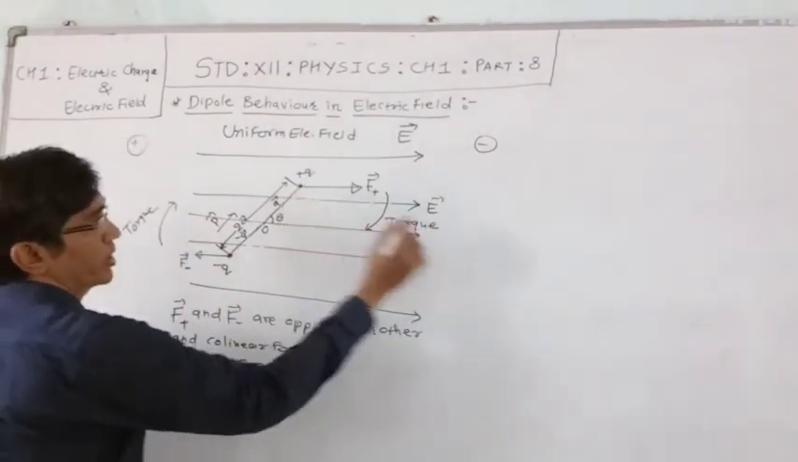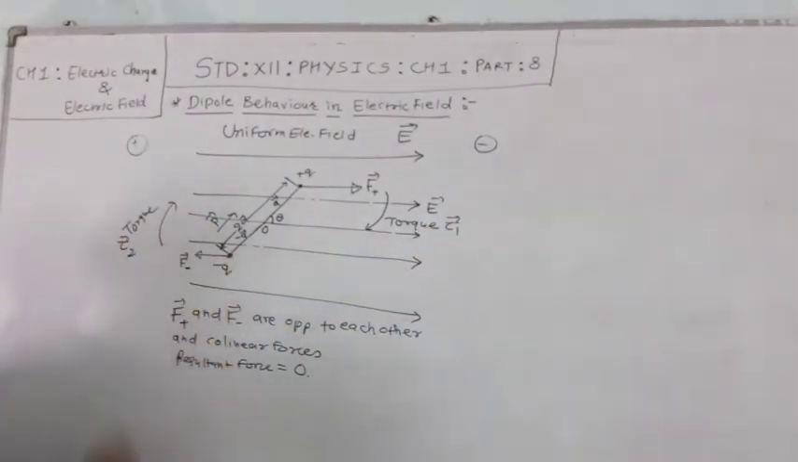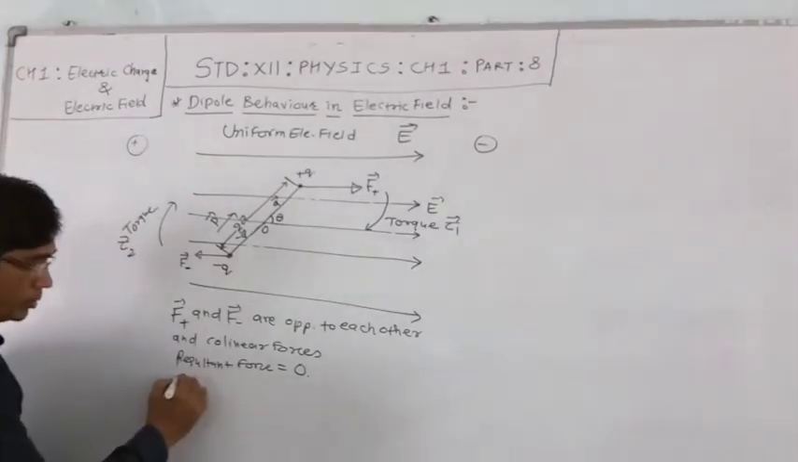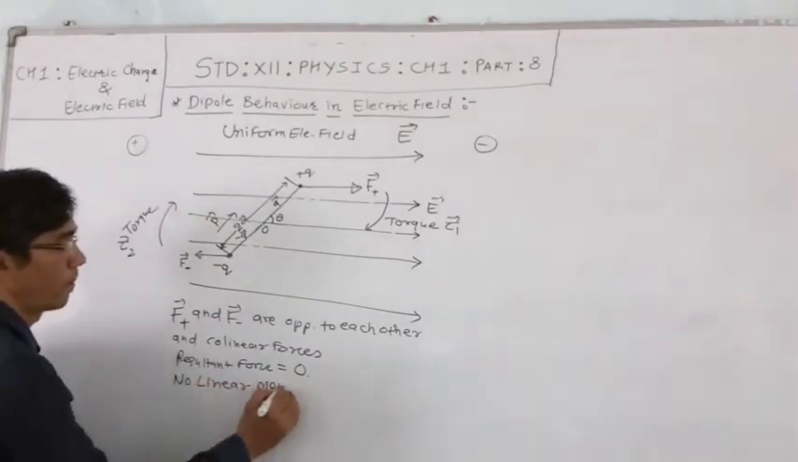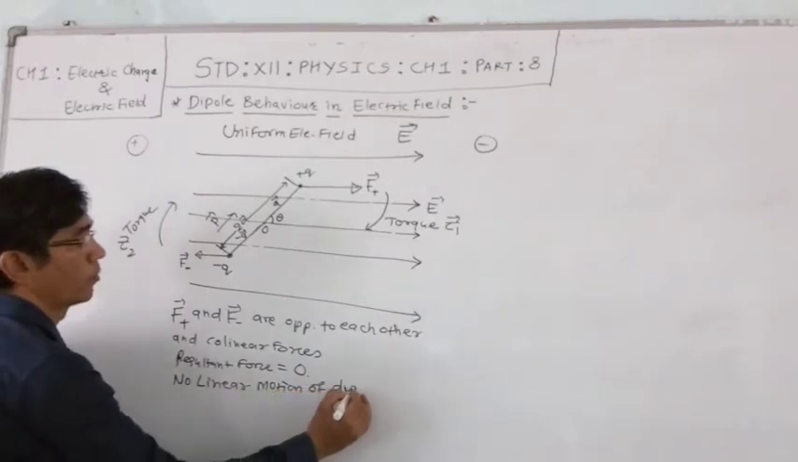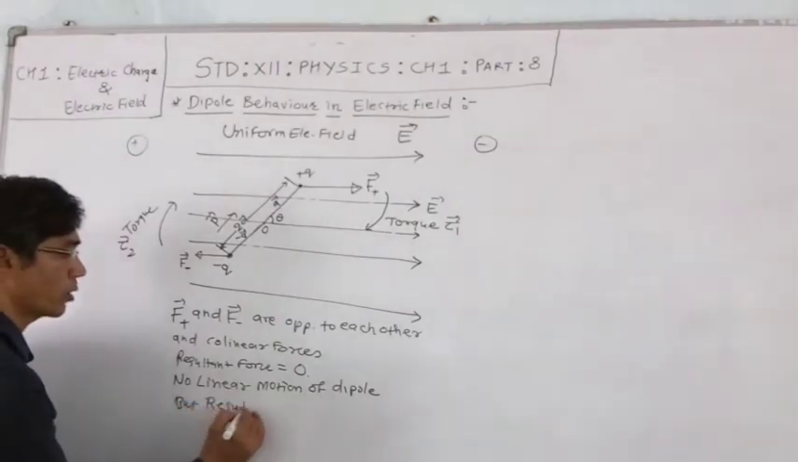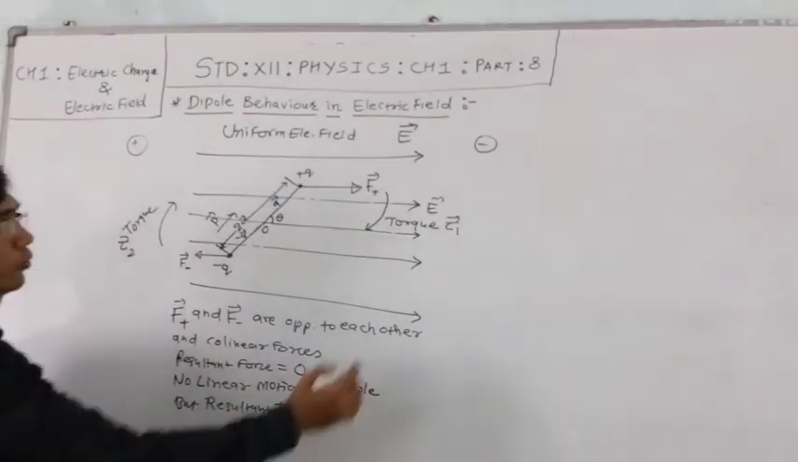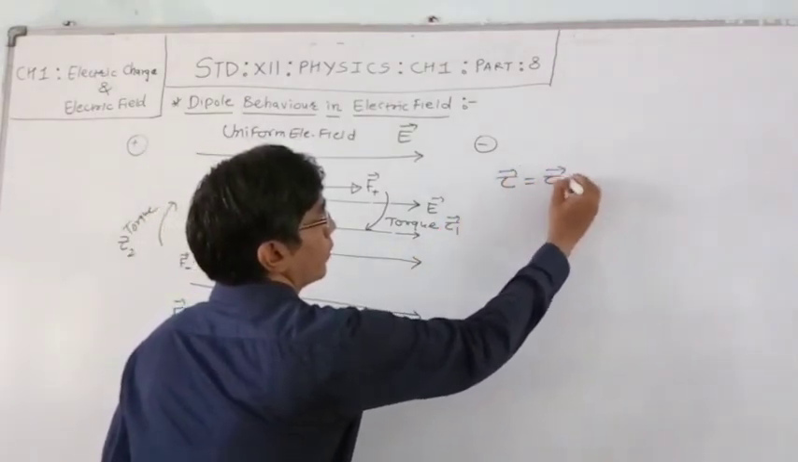For the plus q charge we can take torque 1 and for the minus q charge torque 2. As the resultant force is zero, there is no linear displacement or no linear motion of the dipole, but the resultant torque is not zero. So the resultant torque is given by torque 1 plus torque 2.